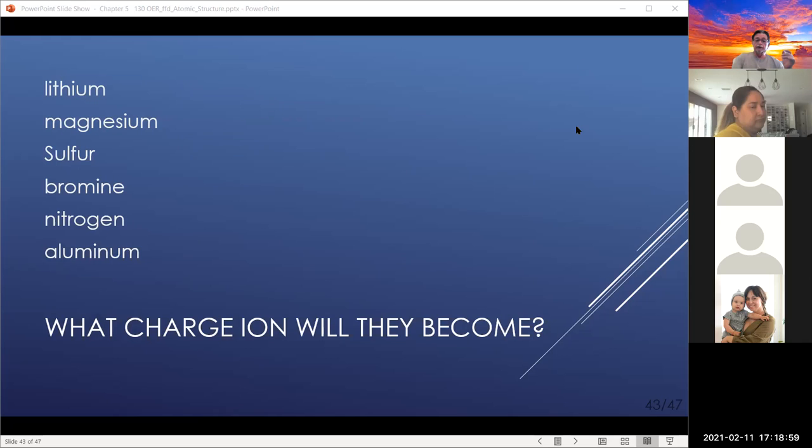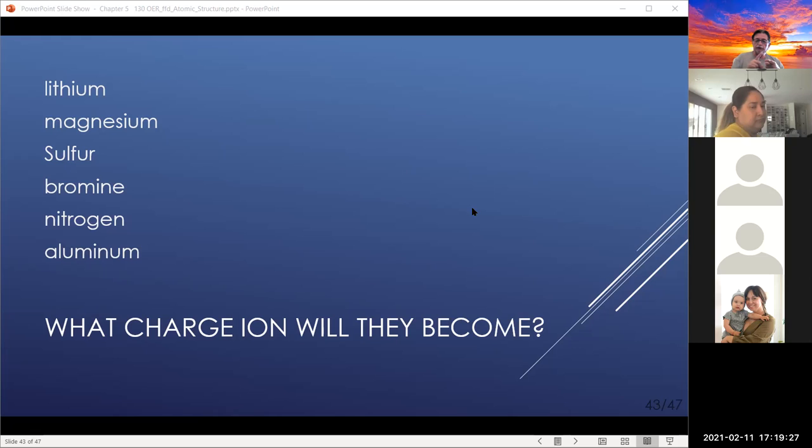So when we look at these, they're asking you what charge ion would they become? Well, to answer these type of questions, you got to know 2 things. One, is it a metal or a non-metal? And 2, where are they with respect to the periodic table? Because that would tell you what their charge will be.